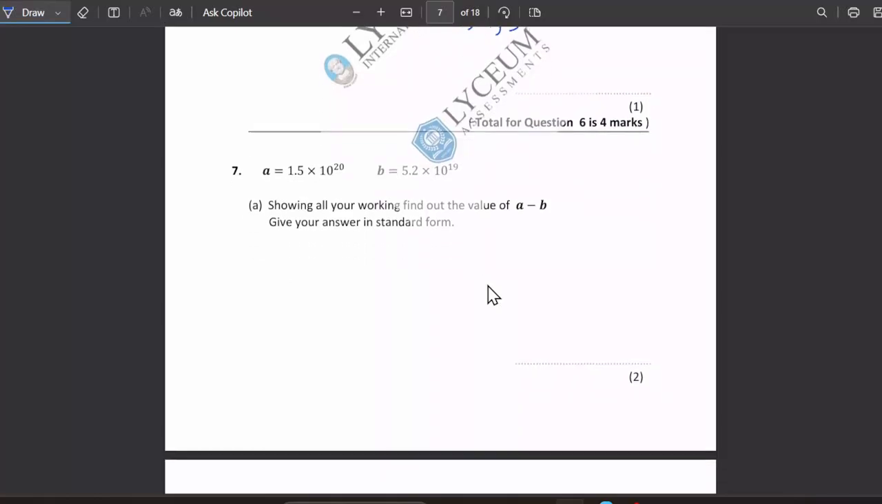Then seventh question, a is given as 1.5 times 10 to the power 20 and b equals 5.2 times 10 to the power 19. Showing all your working, find out the value of a minus b. Give your answer in standard form.